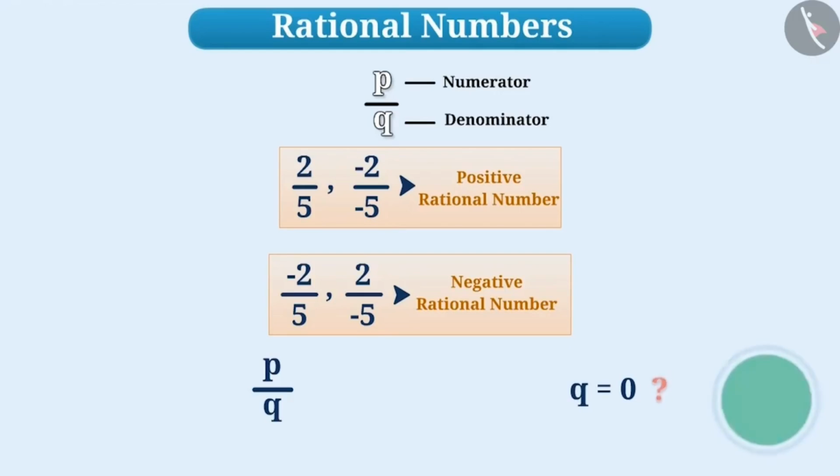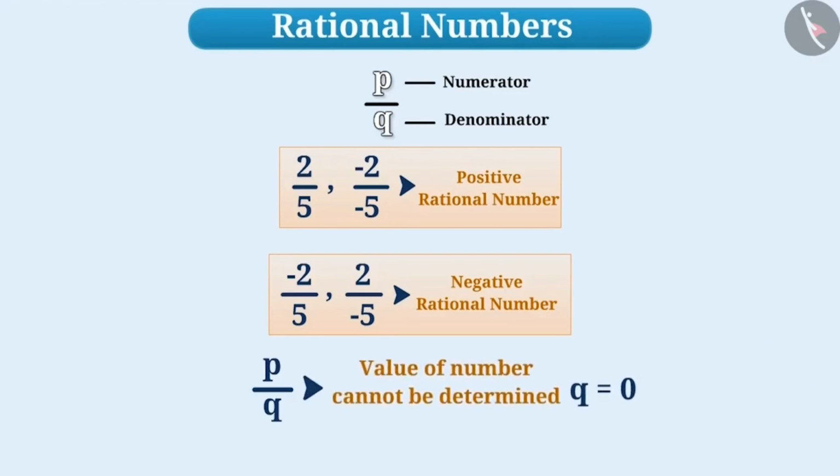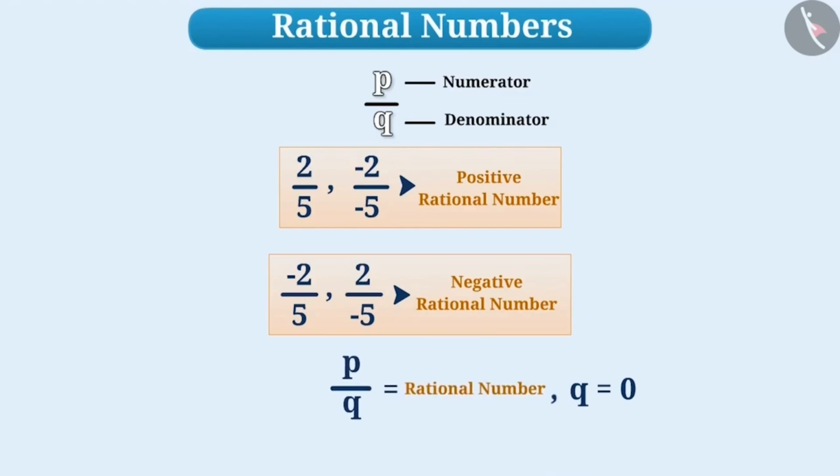You got it right. If q is 0, then the value of the number cannot be determined or cannot be defined. Thus, 0 can never be the denominator of any rational number. That is, q is not equal to 0.